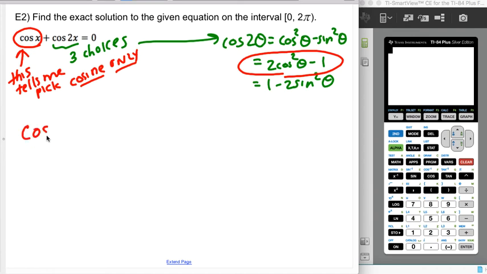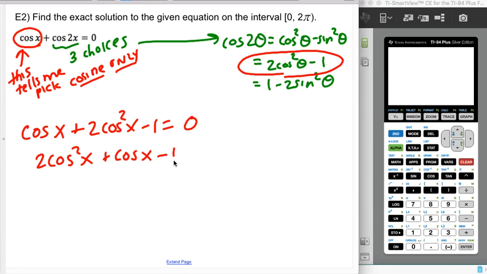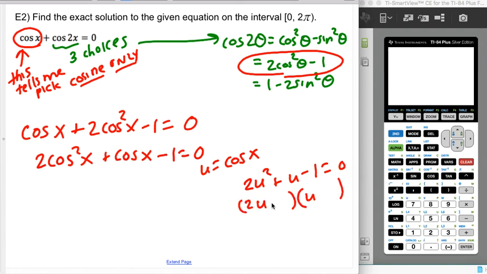So I'm going to get cosine of x plus 2 cosine squared x minus 1 is 0. 2 cosine squared x plus cosine x minus 1 is 0. So this is that secret quadratic trinomial, right? So 2u squared plus u minus 1 is 0. 2u and u. I want to net a positive 1, and I need opposite signs, so I'm pretty sure I get 2 cosine of x minus 1 and cosine of x plus 1.